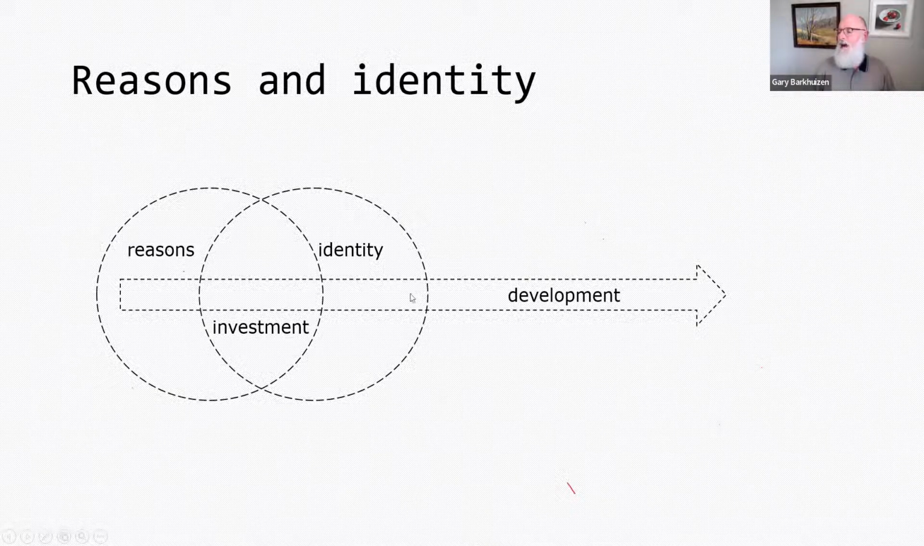So I put this arrow going through my diagram. I don't know, it's just a diagram. Don't get excited. It's just this diagram with the reasons connecting to identity. And I think investment is one way of making that connection. And I think that runs through this diagram, this idea of development, professional development.